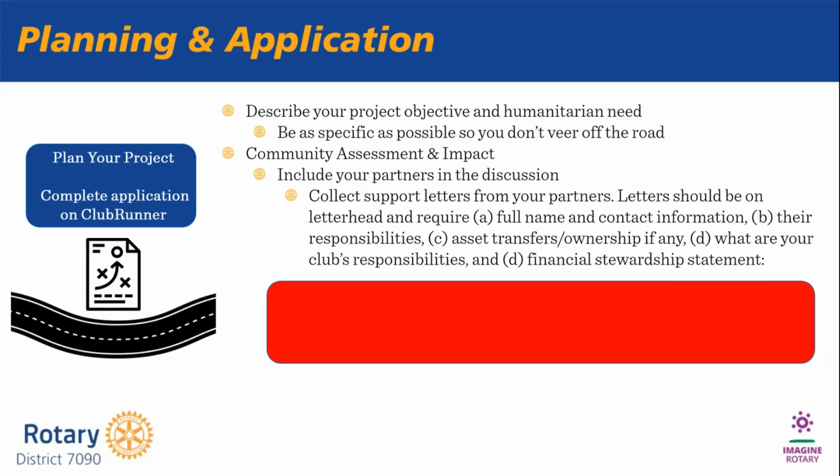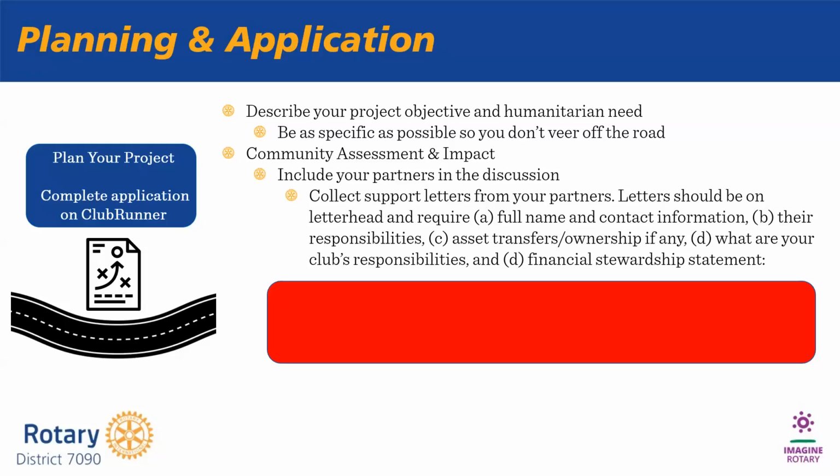All right. So, like we all said, describe your project objective and humanitarian need. Be as specific as possible so you don't veer off the road. What I will say here is it is very important to be detailed, but sometimes less is more. I think sometimes people go down a rabbit hole. We're really not trying to make it difficult and expect academic papers. And each reviewer is a little bit different. And John's going to talk a little bit about his philosophy. And I know me as a reviewer, 2 or 3 sentences is really all I need.